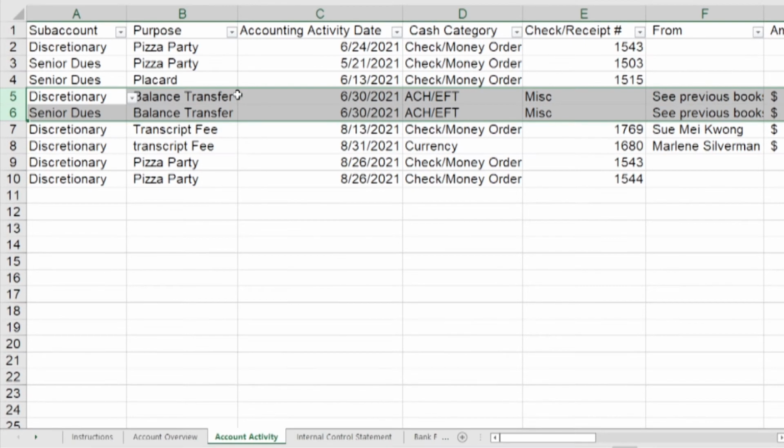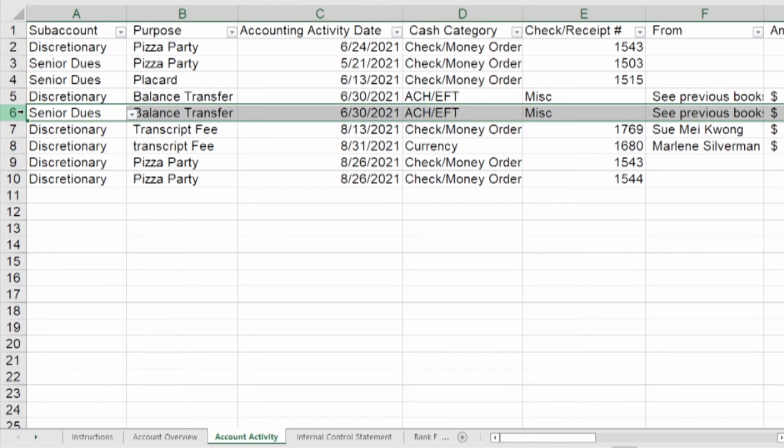This is the money in your account. Notice that there are two transfers. Row 5 is labeled under the subaccount discretionary because it represents the general bank balance that is not assigned to any particular expenditure. Row 6, on the other hand, represents a small portion of the balance that has been allotted to a particular subaccount, in this case identified as senior dues.